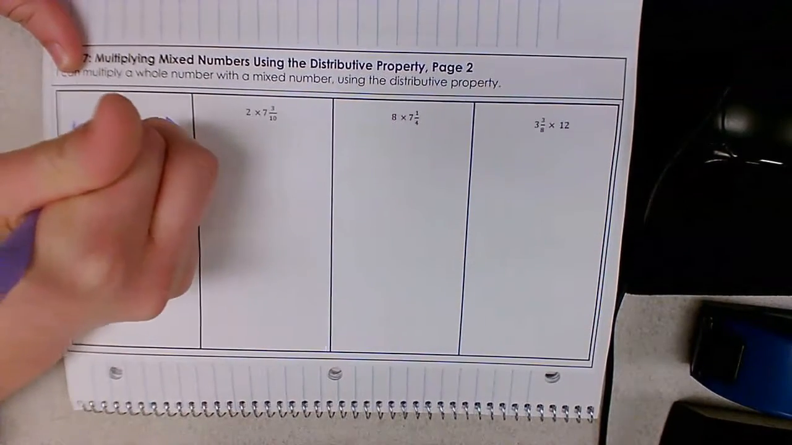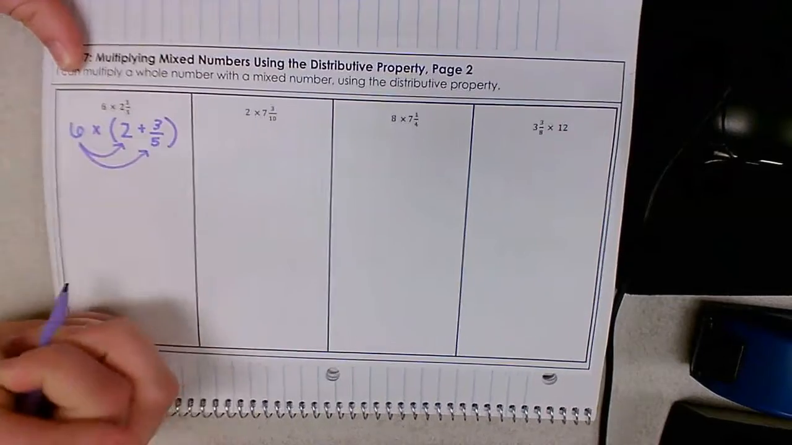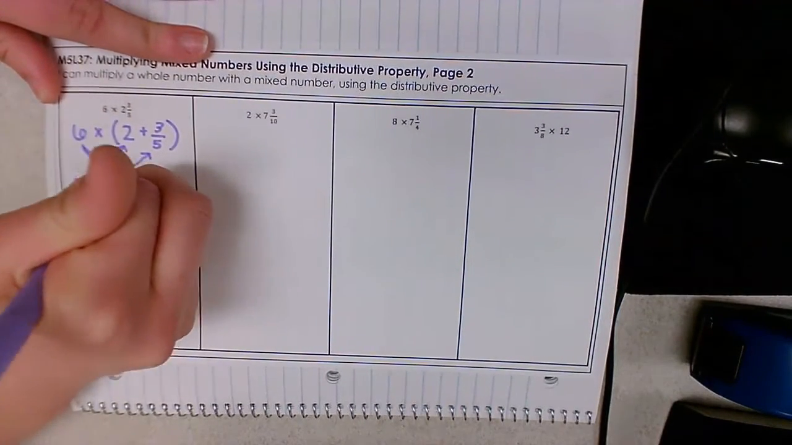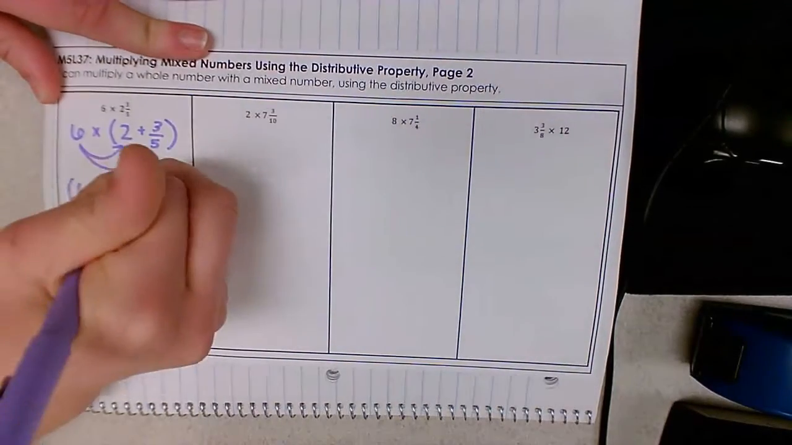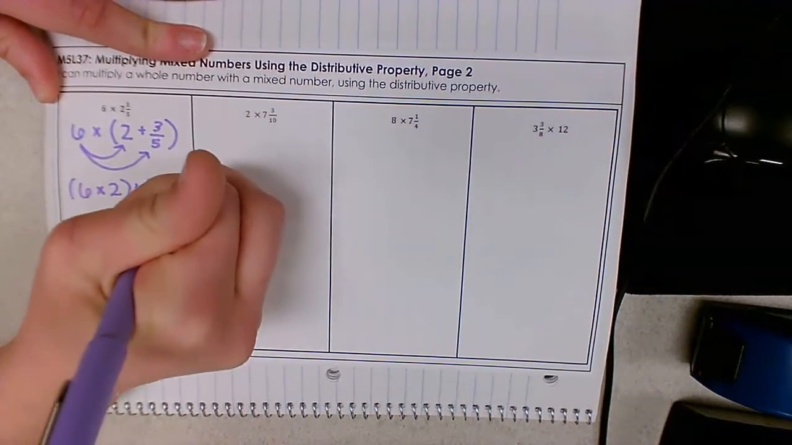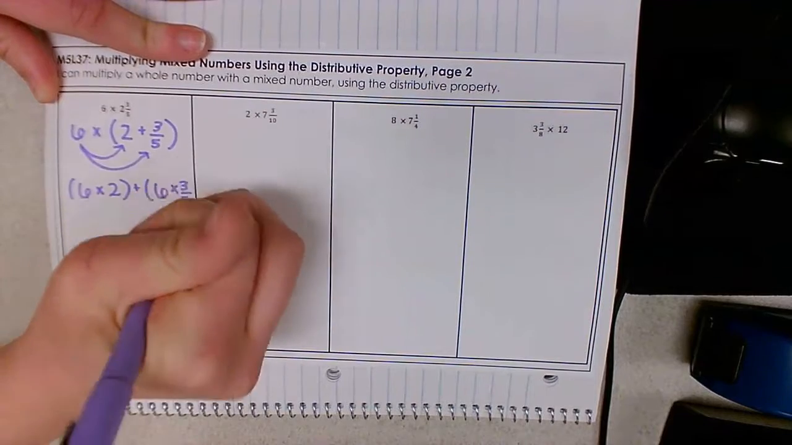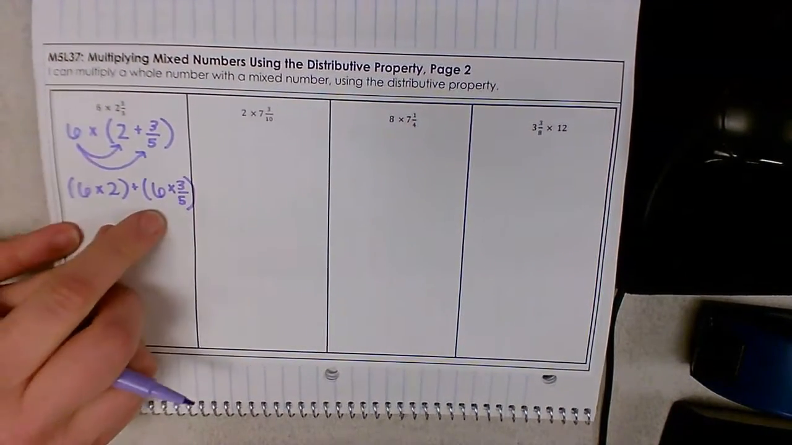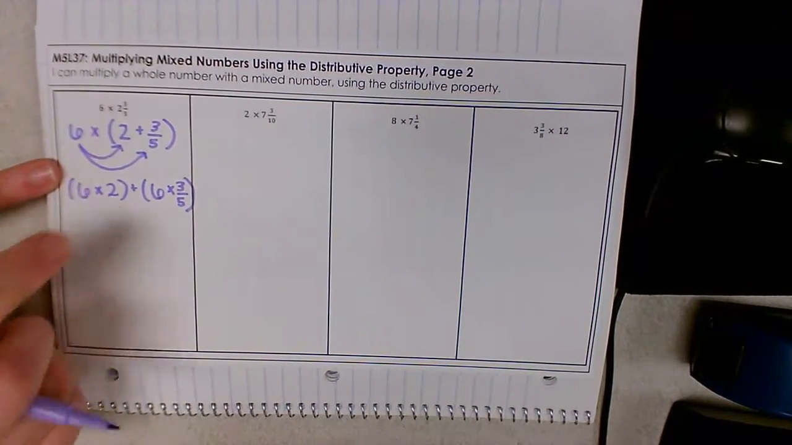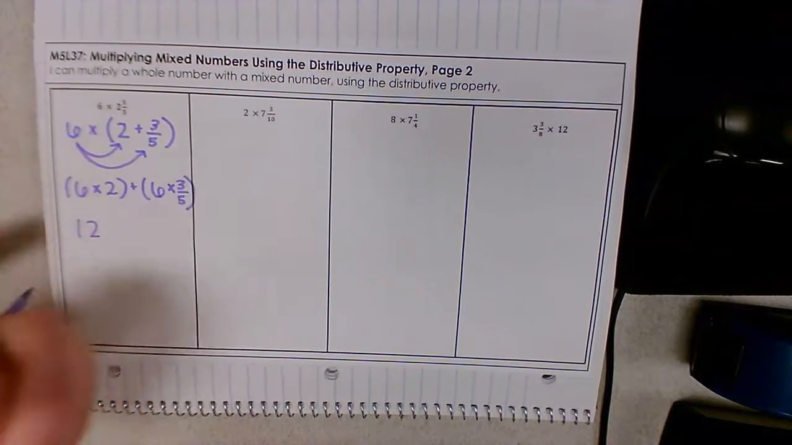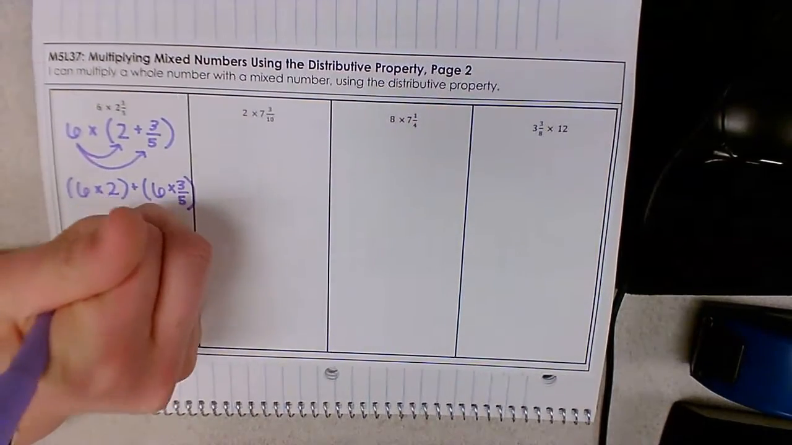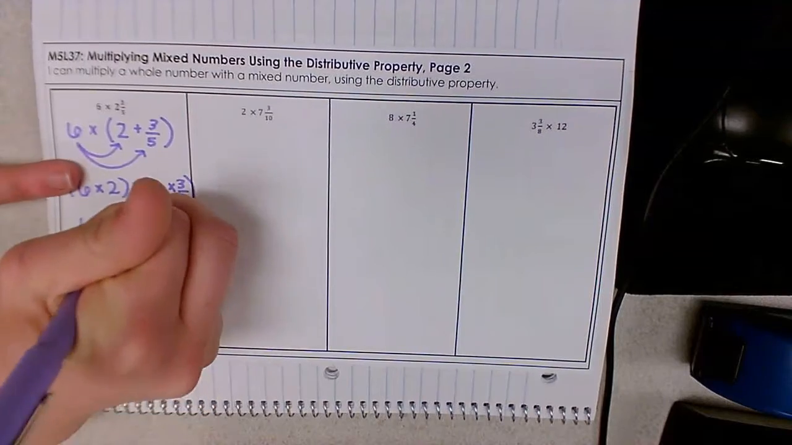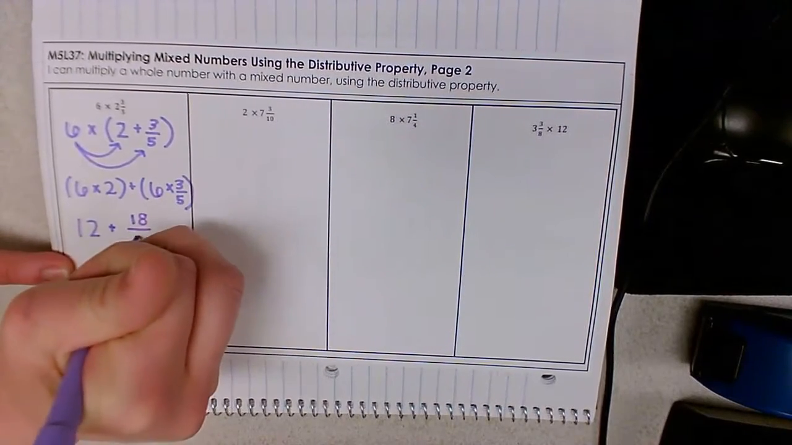I can now distribute, pass out that 6 times to both the 2 and the 3/5. 6 times 2 plus 6 times 3/5. Now I'm going to solve for both multiplication sentences. 6 times 2 equals 12, plus 6 times 3/5. 6 times 3 is 18, and your denominator is fifths.